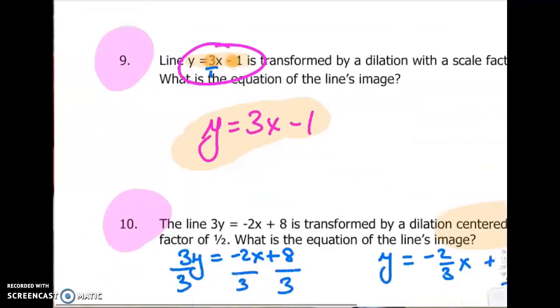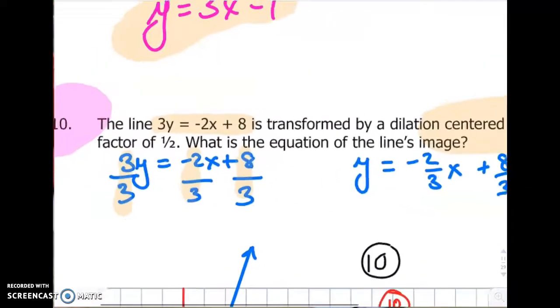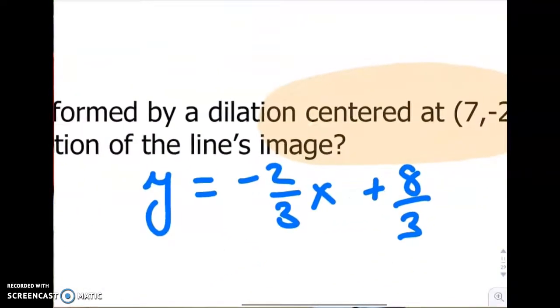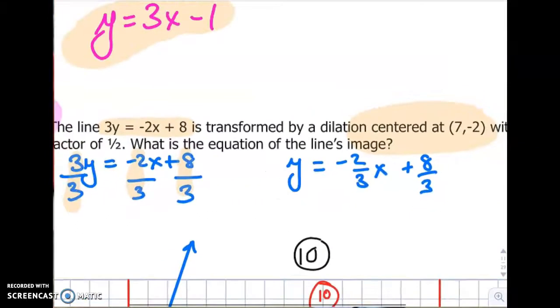Now number 10, it's a messy version of the same idea. So look, it doesn't have it solved for y, like some of the other ones you did. So I divided by 3 on all three terms, right? And I end up with y = -2/3 x + 8/3. 8/3 doesn't reduce, which makes this problem a little bit messy. But if you follow along, you'll see what happens.